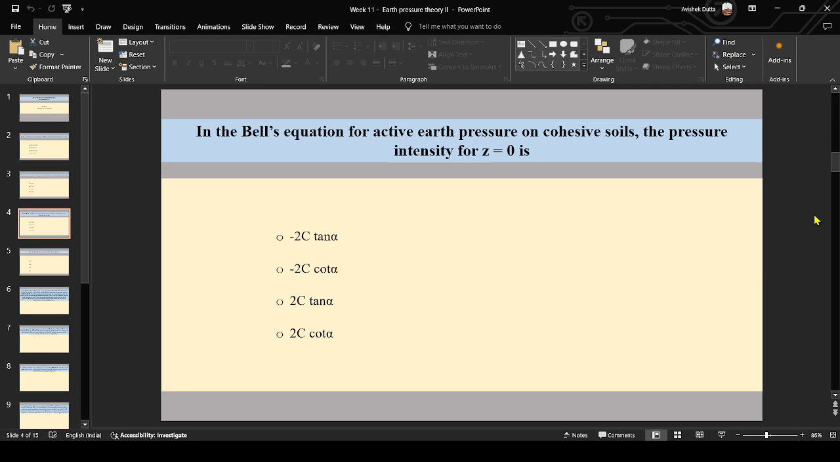In the Bell's equation for active earth pressure on cohesive soils, the pressure intensity for Z equal to 0 is. I repeat, in the Bell's equation for active earth pressure on cohesive soils, the pressure intensity for Z equal to 0 is. Your options are minus 2C tan alpha, minus 2C cot alpha, 2C tan alpha, or 2C cot alpha.